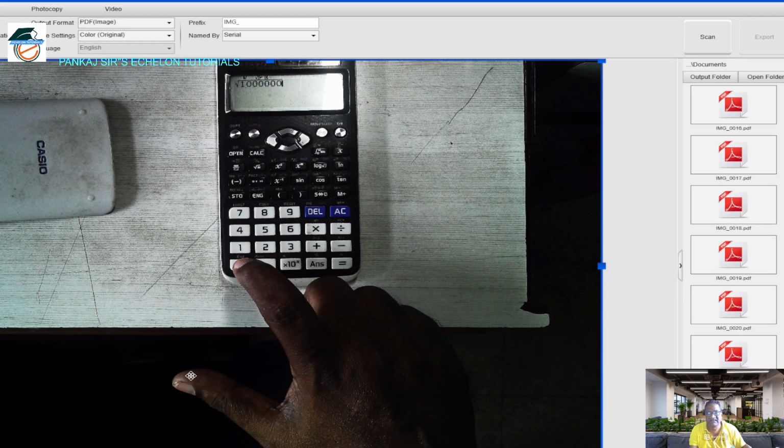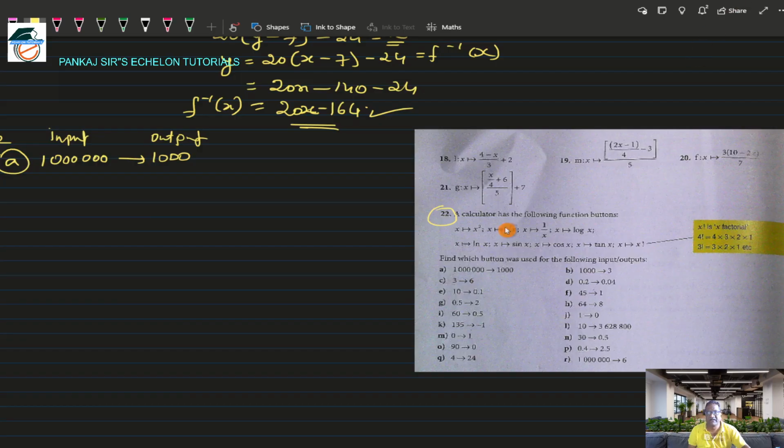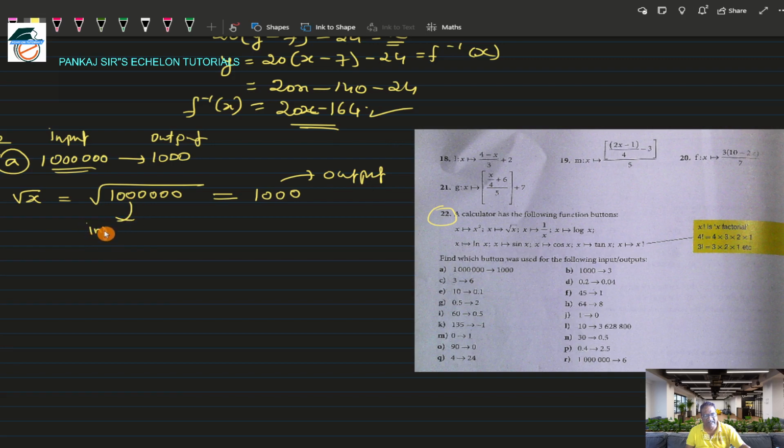I think this has hung up my document camera, but here you are getting the answer as 1000. So anyway, I'll explain here itself. When you press this particular button, square root x, and put this as your input, what you are doing is square root of 1, 2, 3, 4, 5, 6. So the function is square root, and when you press the equal to button, the answer you are getting is 1000. So this is your output, this is your input, and this is your function, that is square root.